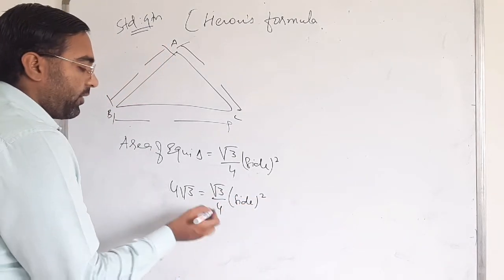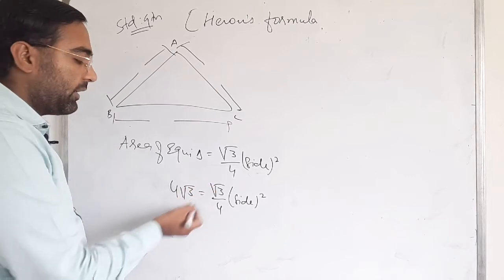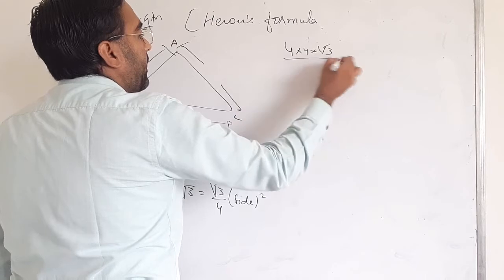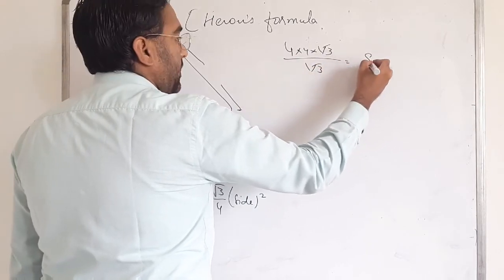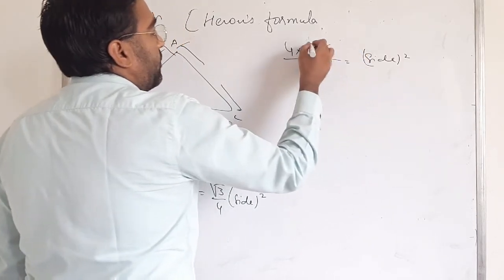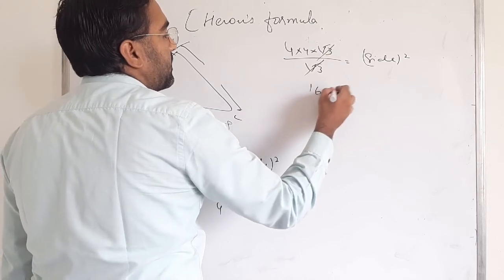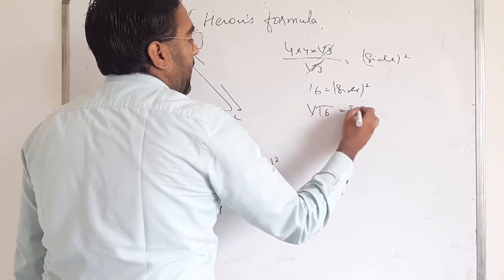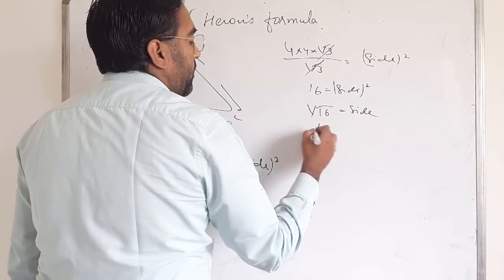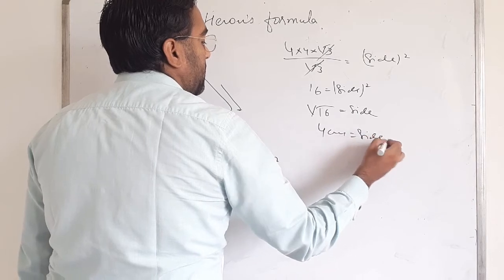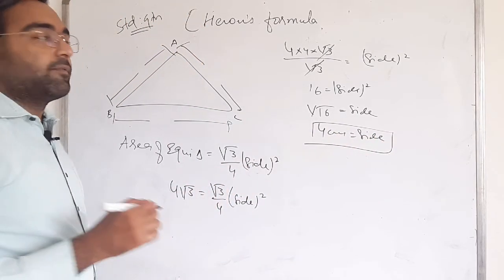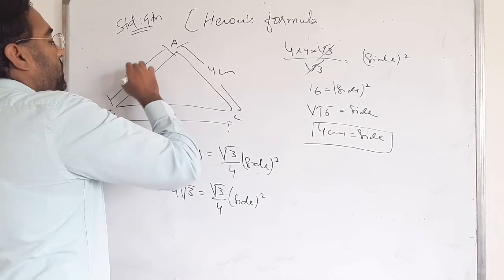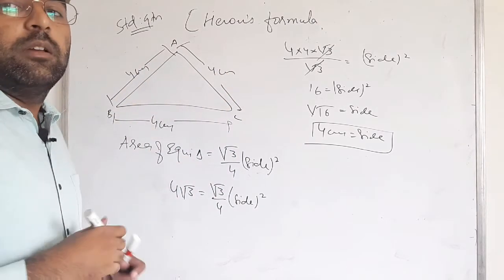square. Now 4 is multiplied with the 4 root 3 and root 3 is divided with it. So 4 into root 3, and root 3 divided, equals side square. So root 3 cancels out, 4 4s are 16 equal to side square. So now we have to find the square root of 16 equal to side. So each side will be 4 centimeter. So we write each side of the equilateral triangle is 4 centimeter. Okay, clear?